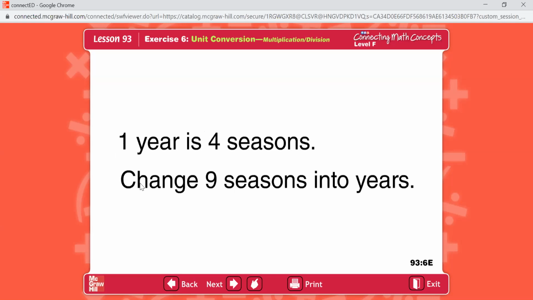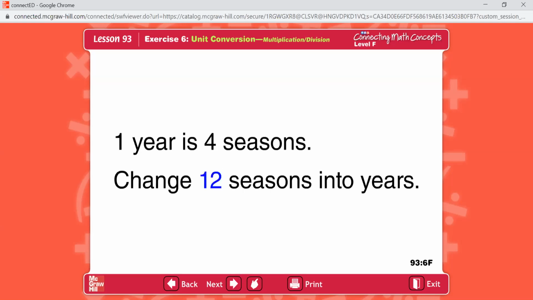So our problem here says change 9 seasons into years. So what are you going to end up with? You're going to end up with years. To end up with years, do you multiply by 4 or divide by 4? To get years, you're working backwards, so you're going to divide 9 by 4. So, say the problem you'll work. The problem you would work is 9 divided by 4.